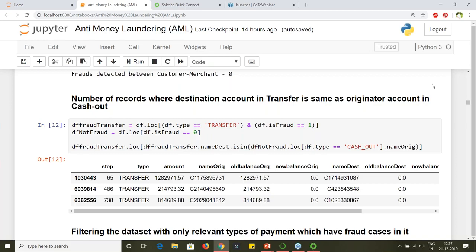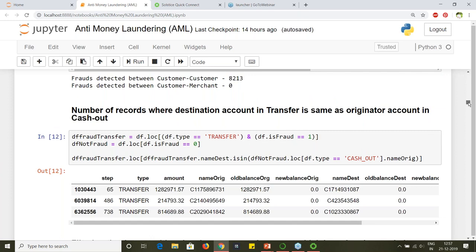So I am checking whether the destination account in the transfer is the same as the originator account in the cash out. But only 3 of the transactions were similar like this, out of 27 lakhs. Yeah. Smart.